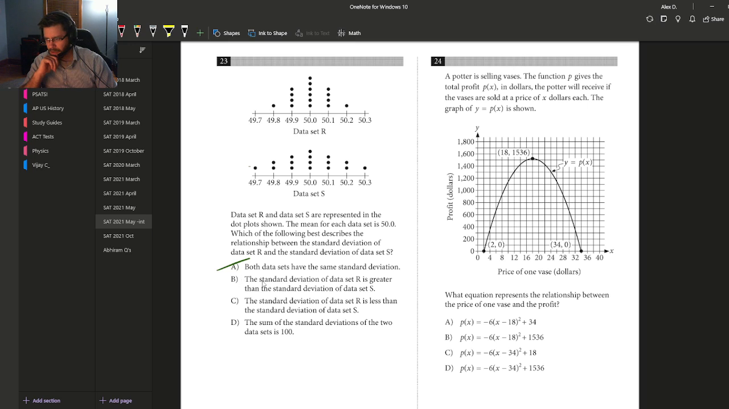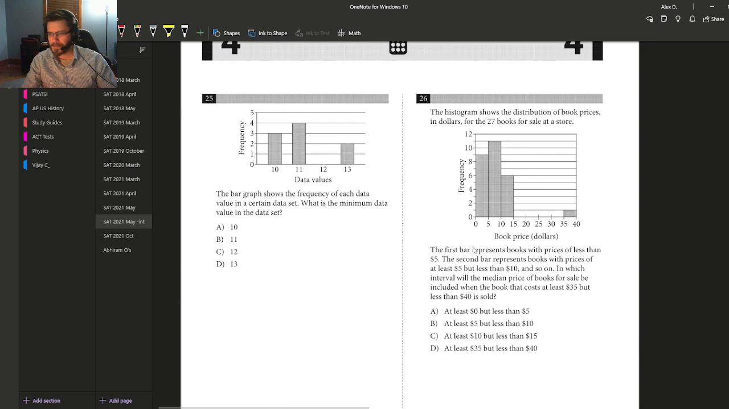Nope. Nope. Yep. Nope. That doesn't make any sense. Quadratic, I bet we're just graphing it. It has a vertex of 18, 15, 36, so that one. Yep. Doesn't say to translate or anything like that. Who cares about context? Just get the vertex and boom, you're done. Negative, yeah, everything else is pretty much doing it, right? What is the minimum data value in the data set? Data values, 10.